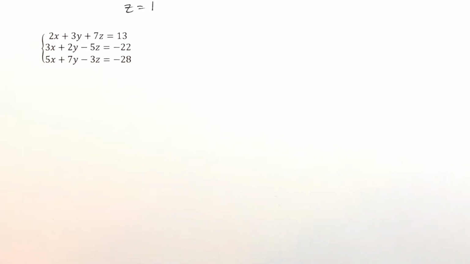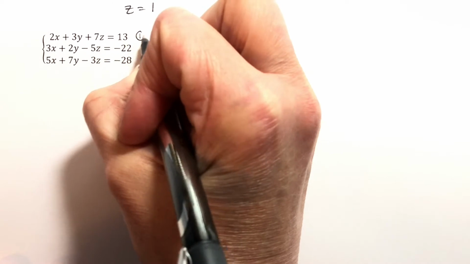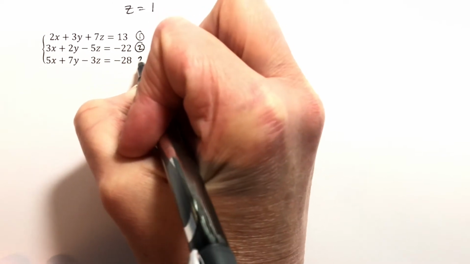This is part 2 of section 5.2. We have another system of equations with 3 variables, 3 equations, and our numbers aren't so pretty here, but that's okay. We just need to be careful with them and double check everything. I'm going to label these 1, 2, and 3.